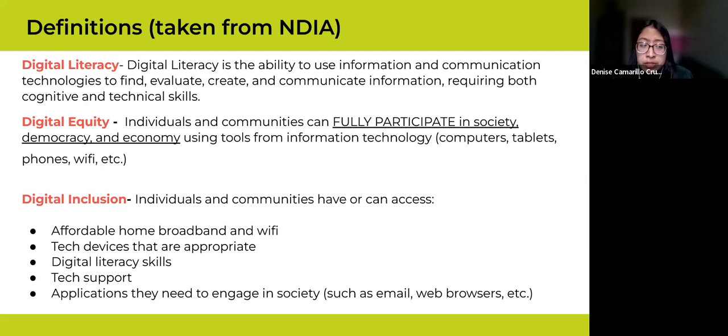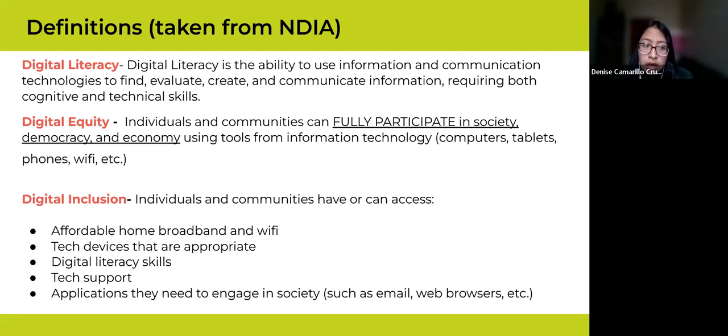And one of the things they have in their arsenal is a really great glossary of definitions that people can access. So what I have here is a definition for digital literacy. Digital literacy is the ability to use information and communication technologies to find, evaluate, create, and communicate information, which requires both technical and cognitive skills. So what does this mean? Being able to send emails, being able to use your computer enough, knowing how to use a browser to be able to send an email, things like this. So people are able to communicate with their loved ones, their family, employers, etc.